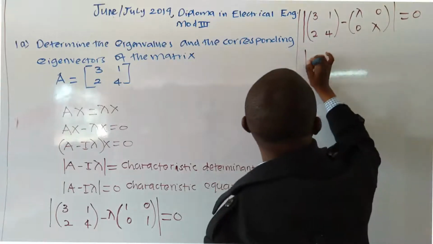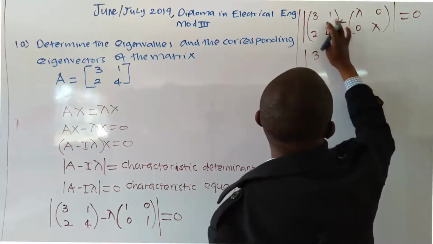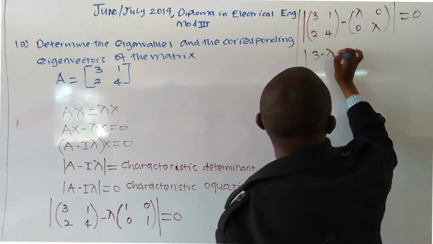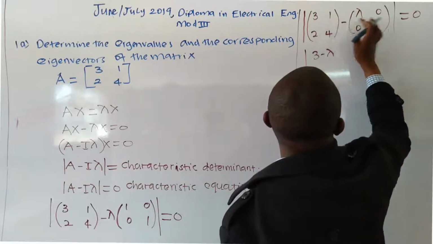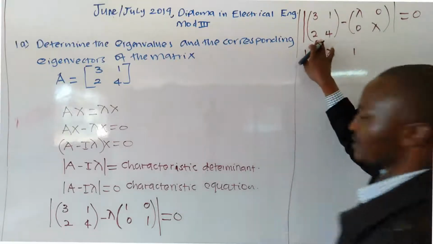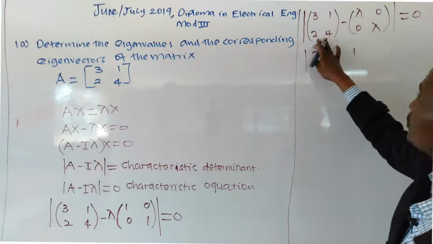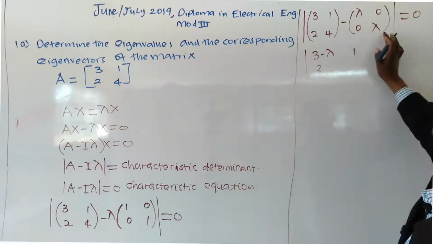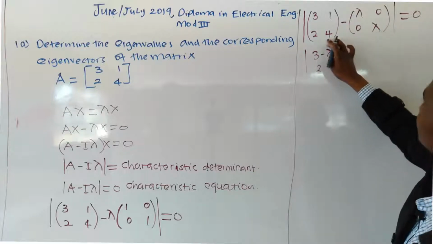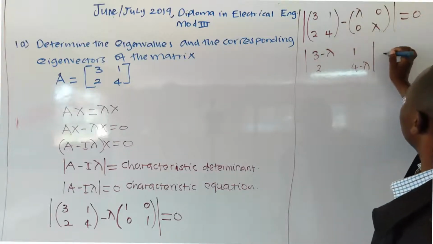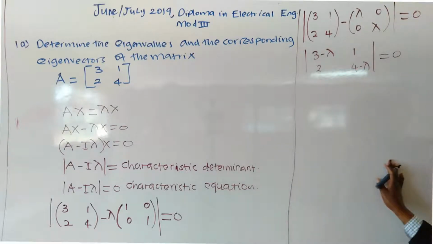It will be 3. If you subtract lambda from 3, it will be 3 minus lambda. If you subtract 0 from 1, it will be simply 1. If you subtract 0 from 2, it will be simply 2. And if you subtract lambda from 4, it will be 4 minus lambda. And remember, you're equating that to 0.